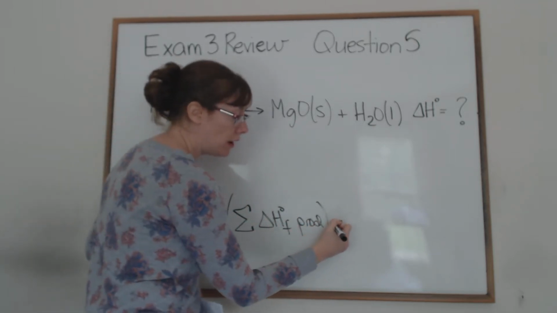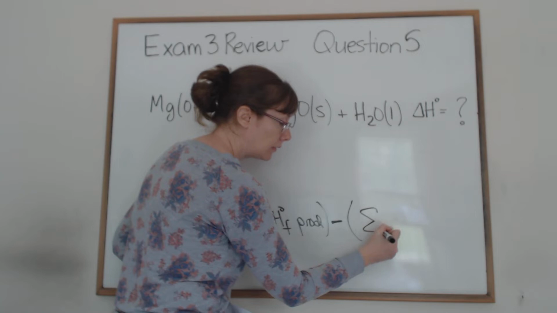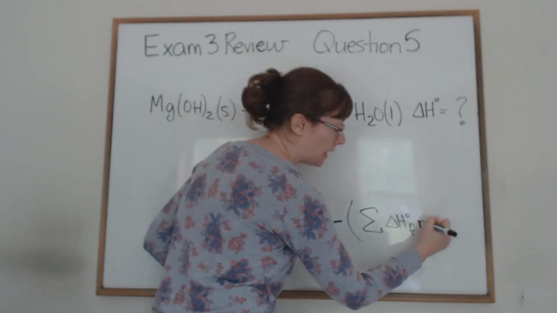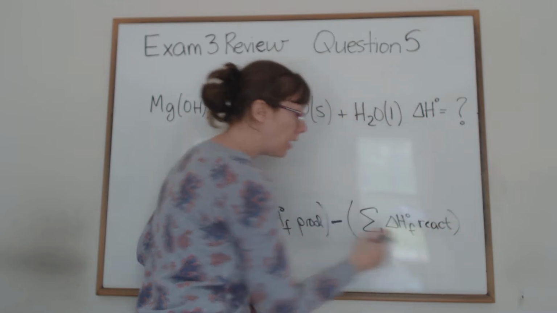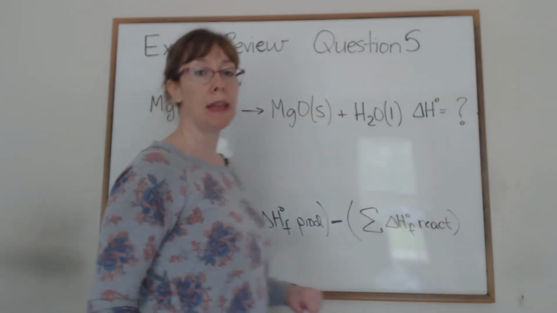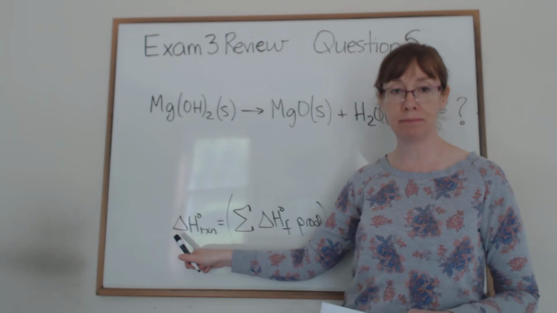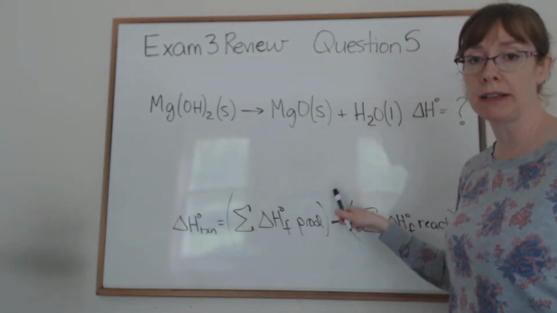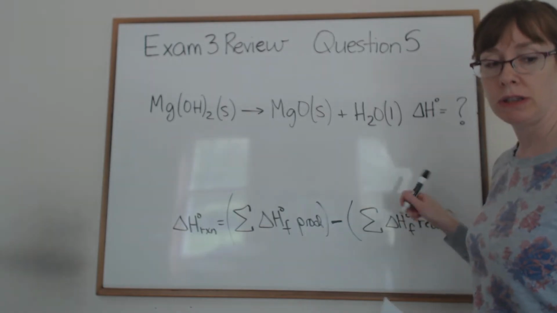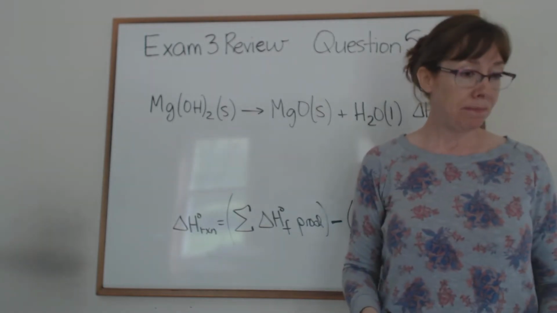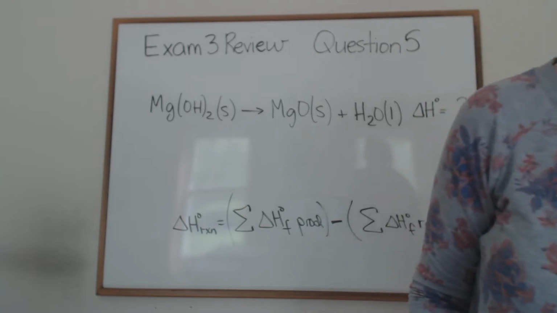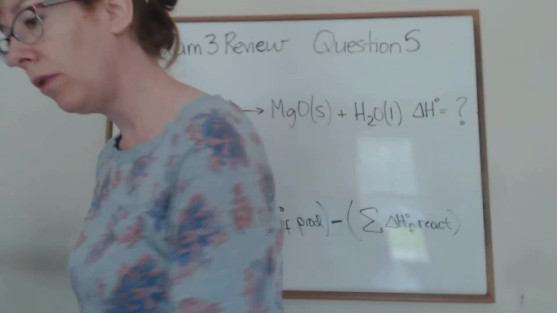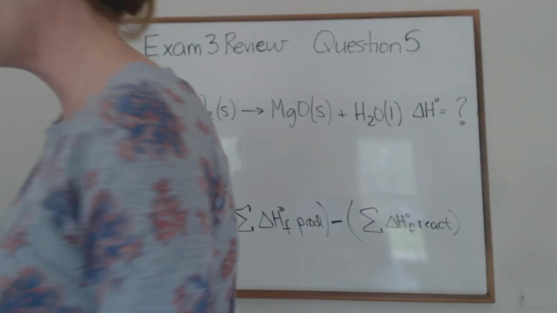And you want to subtract the sum of all the standard enthalpies of formation of the reactants. It's always the products minus the reactants, which should make sense because anytime you have a delta, it's always the final, which is the products, minus the initial, which is the reactants. So that is consistent. Now, we need to look up those standard enthalpies of formation.